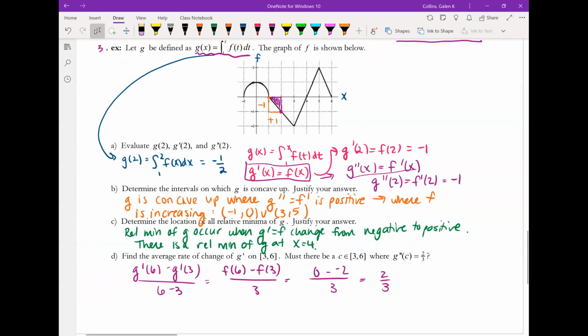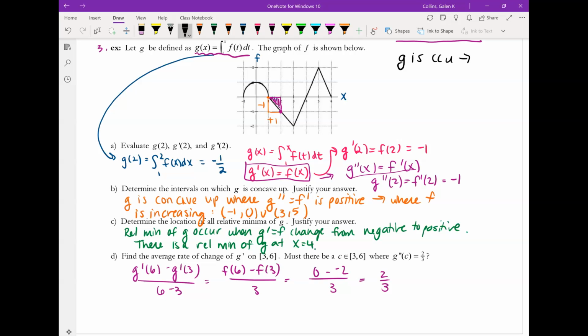Part B. These get pretty tough. You really got to think about these. Determine the intervals on which g is concave up. So if I just back up from unit 4, I know that if g is concave up, that means that g prime is increasing. And that also means that my second derivative is positive.